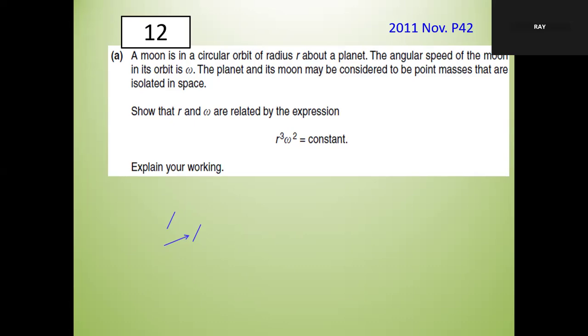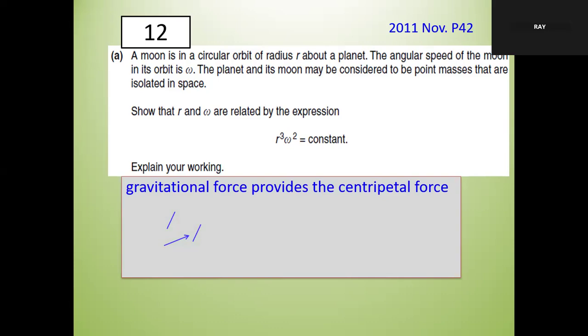Omega is related to period. So what should we do? Deriving the formula, r cubed over T squared equals a constant. Just a change to omega, that's all.